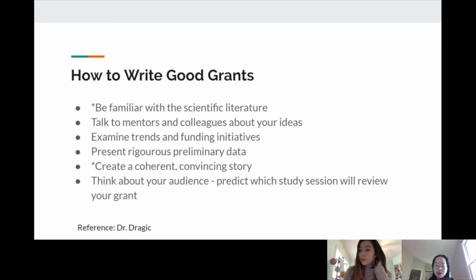So rigorous preliminary data is something you really want, data that is particularly strong in showing, based on this data, I think my hypothesis is true. And you want to have a good foundation for that to lower the risk of your project and show that there's a pretty good chance that you can do what you want to set out to do.